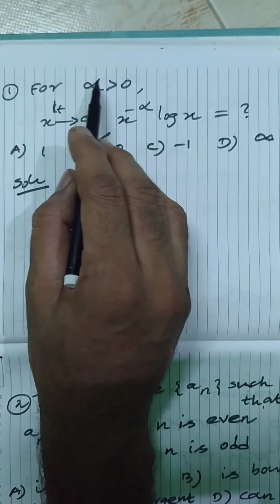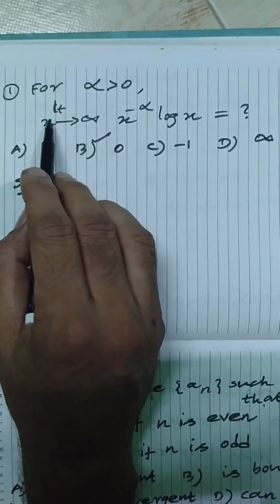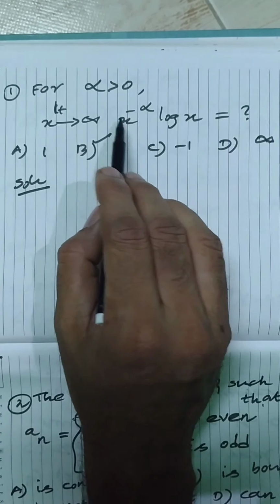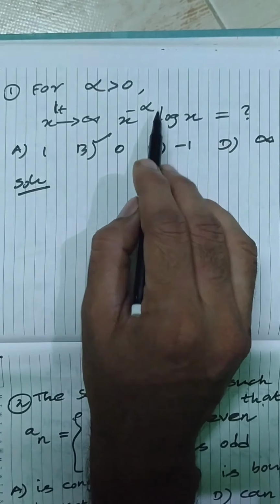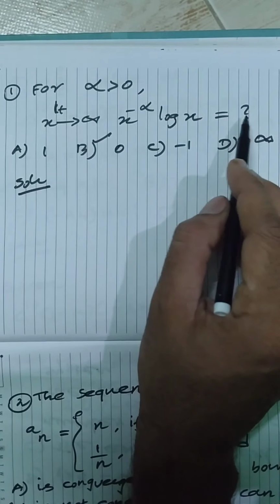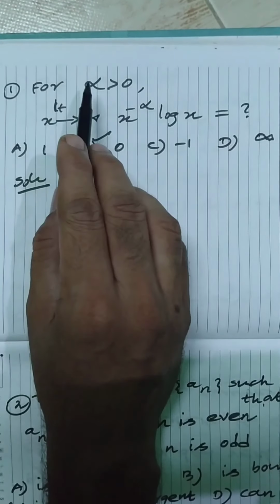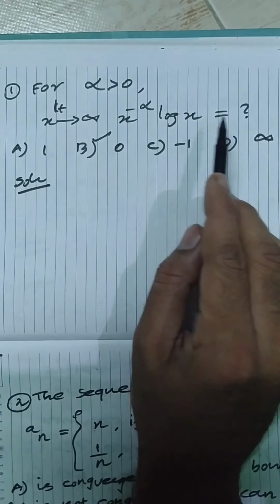For alpha greater than 0, that is alpha is positive, find the limit as x approaches infinity of the function x power minus alpha into log x. This is the question. The four options are given. So for alpha positive, limit x tends to infinity of x power minus alpha log x.